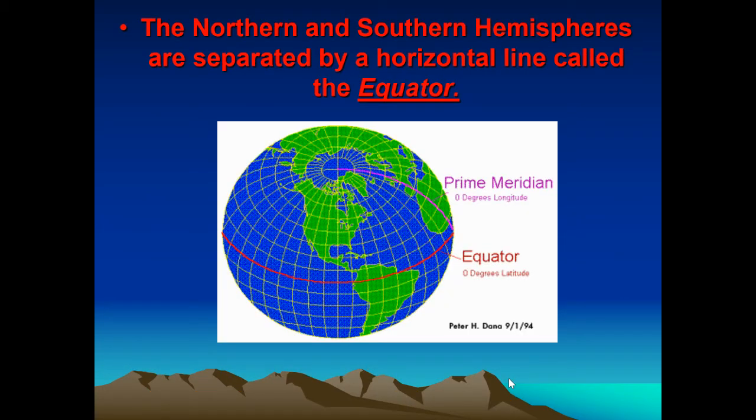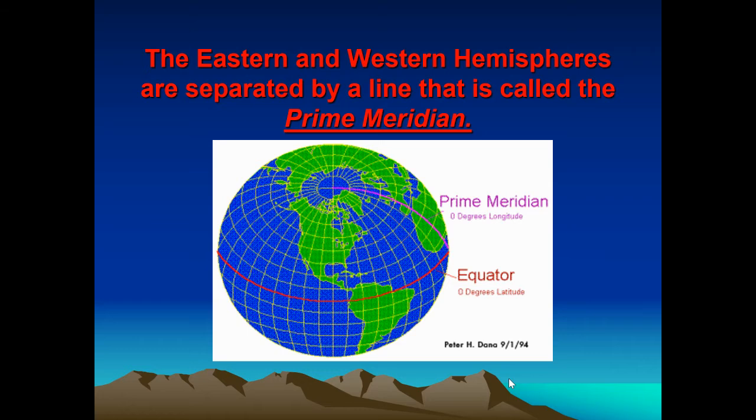The northern and southern hemispheres are separated by a horizontal line called the equator. I'm sure you've all heard of the equator, 0 degrees latitude. You also have the prime meridian, and that is the 0 degrees longitude. That's going to separate the east and the west. So imaginary lines that split them into their quadrants.